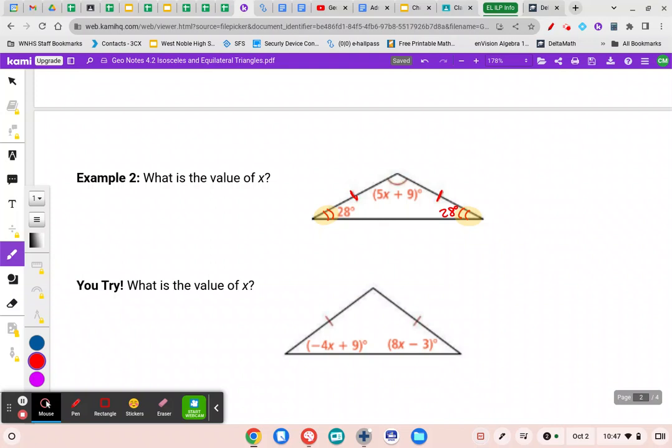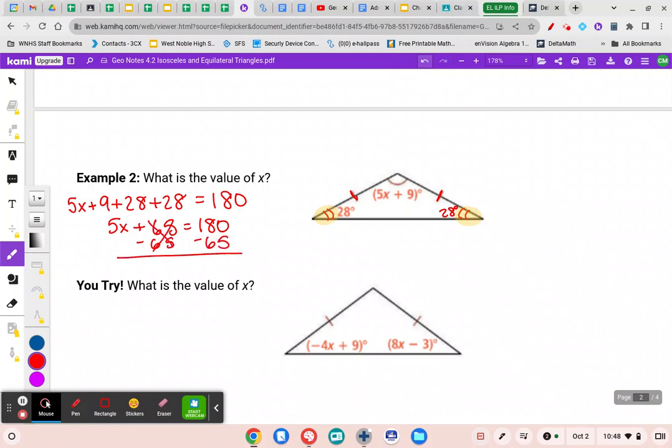Now, hopefully you recall that a triangle has 180 degrees in total. So I am just going to now add these three angles, 5x plus 9 plus 28 plus 28 has to equal 180. We do some fairly simple math, combine like terms, we get 5x plus 65 equals 180. We solve. It does not ask for a specific angle measure or anything, so we can just get our answer after we divide, which is x equals 23.